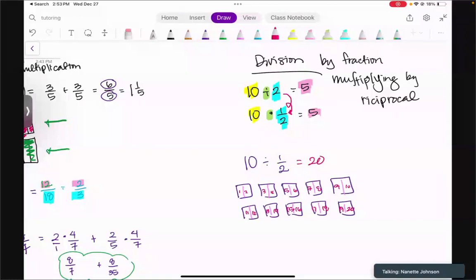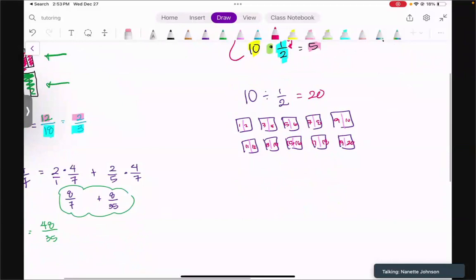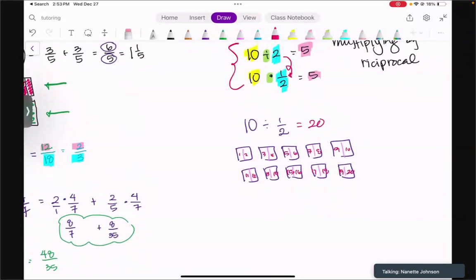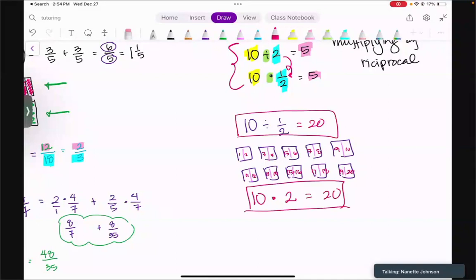And it's all because of this here. So let's try using this rule. So the 10 stays the same. That division symbol changes to, good, multiplication. That 1/2 changes to, yep, a 2. And 10 times 2 is 20. These two statements are equivalent in math, meaning they say the same thing.